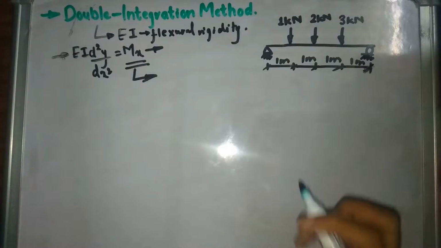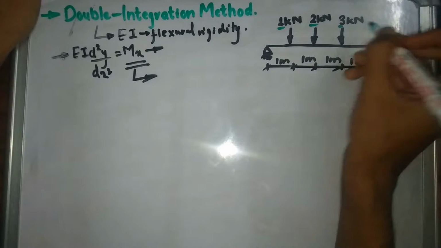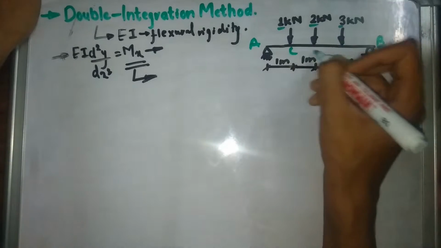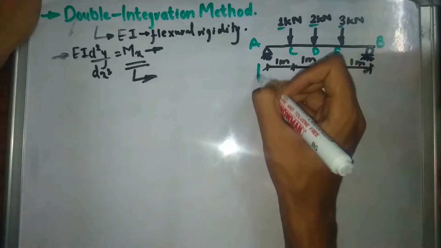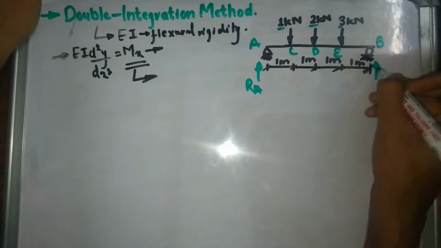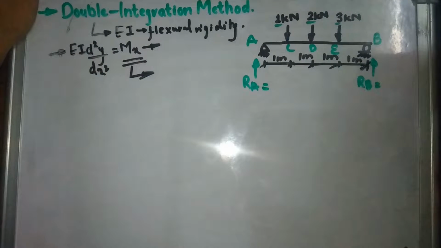Here we have a simply supported beam with three forces of 1 kN, 2 kN and 3 kN acting over here. Let me write down the point names A, B, C, D and E. We have our first reaction RA, then our second reaction RB. We need to first find the values of RA and RB respectively.